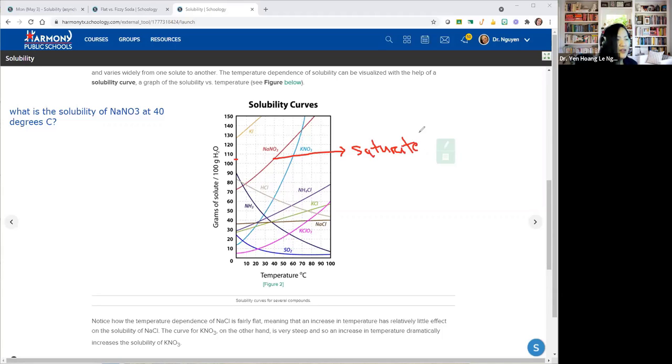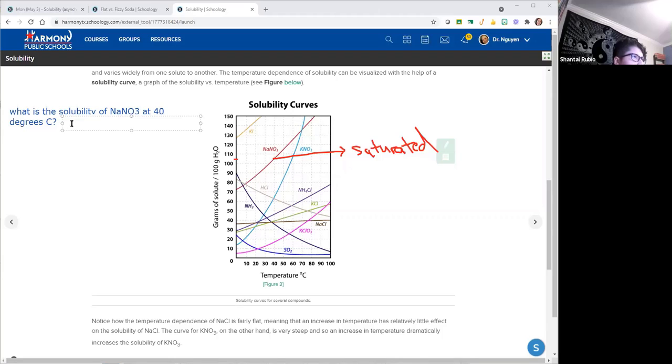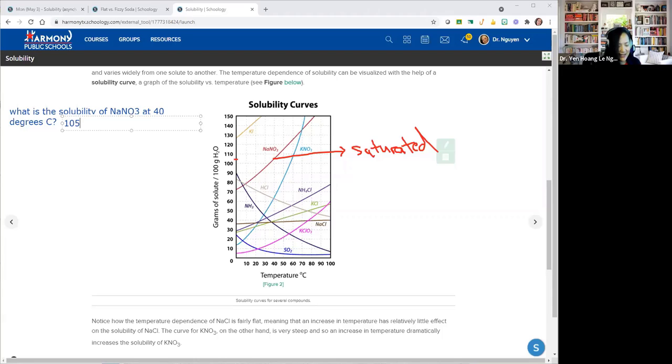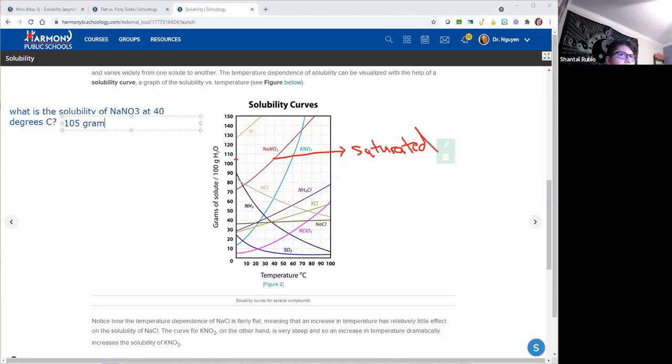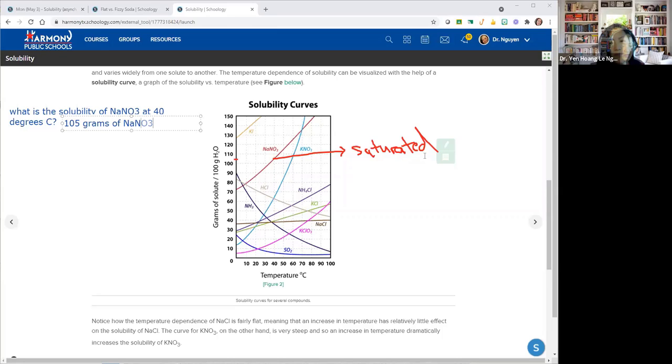On the graph, if the condition is along any point of the line, it is called saturated. So how much is that? Chantal, what do you think? What is the solubility of sodium nitrate at 40 degrees Celsius? It would be 105 grams? Yes, that is exactly right. And I am glad you gave me the unit as well. It is 105 grams of sodium nitrate.